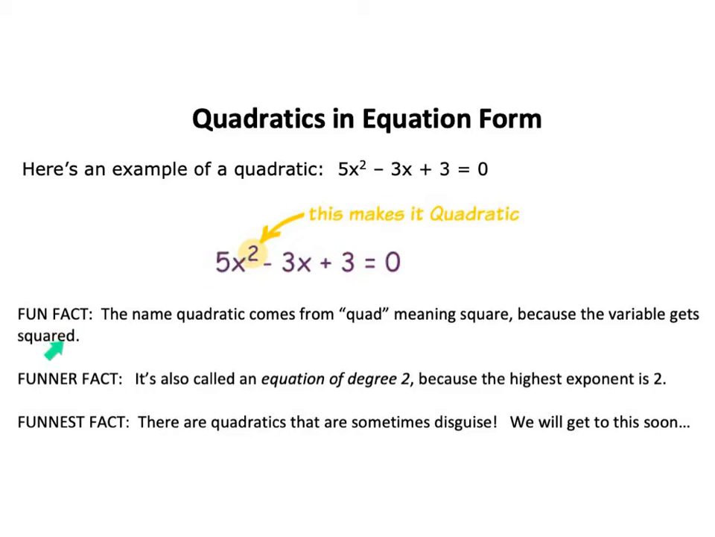So here's a fun fact. The name quadratic comes from quad, meaning square, because the variable gets squared. It's also called an equation of degree 2. I always think, how hot is it? Well, it's like where the degree symbol is, because the highest exponent is 2. And there are quadratics that are sometimes in disguise, but we'll get to that in a second.